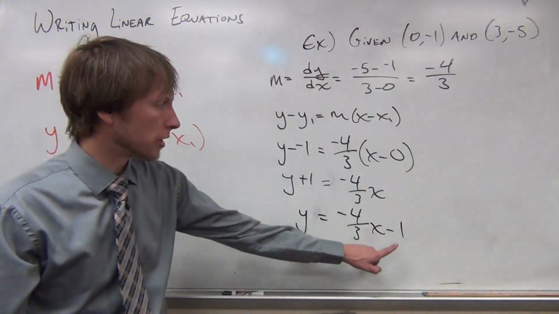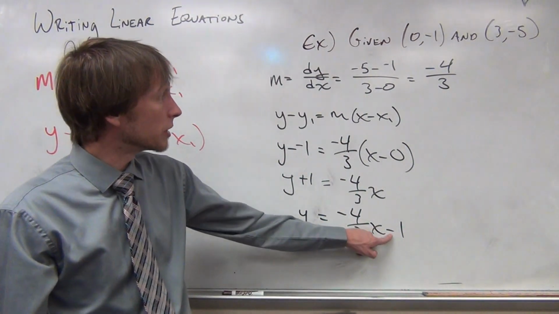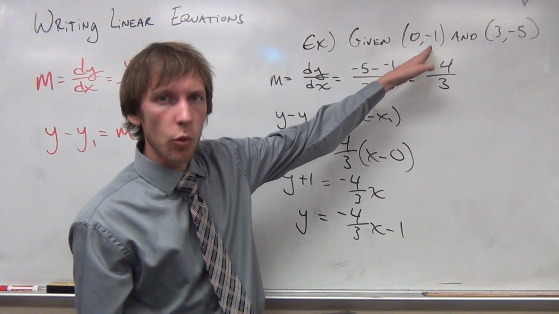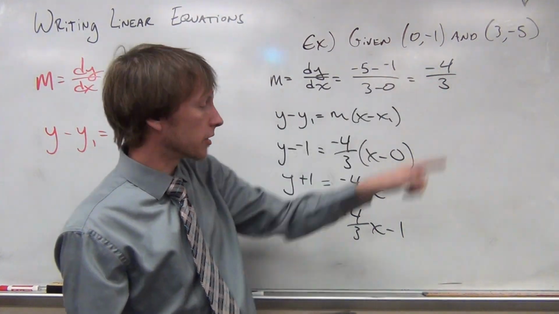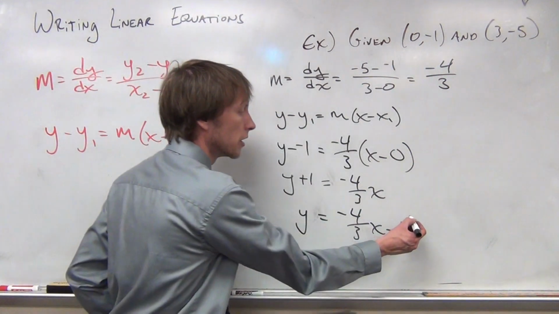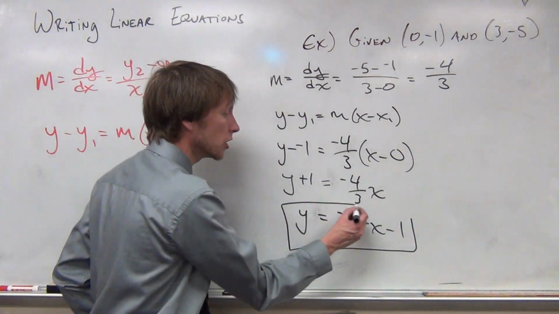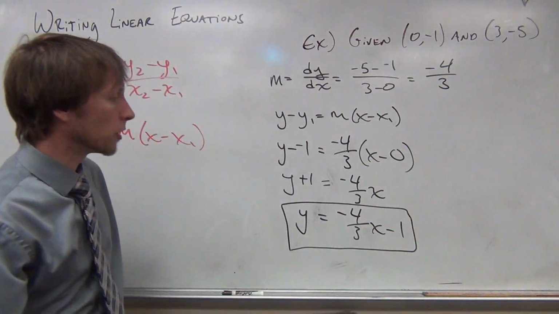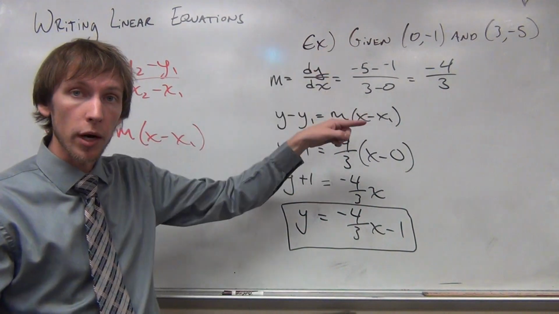Well, that should be pretty clear that this was the y-intercept value, the b value, because 0 comma b is the y-intercept, and we were given 0 comma negative 1. So that's why I get a negative 1 there. This is the linear equation in slope-intercept form of the line that passes through these 2 points.